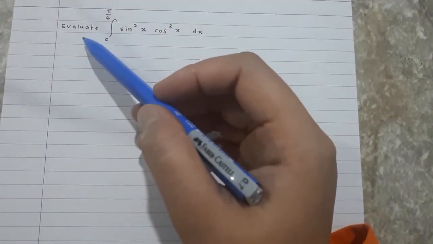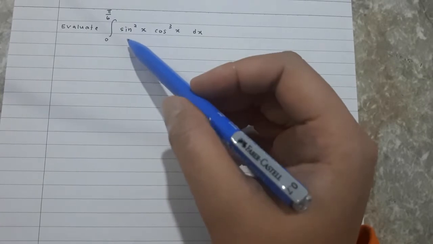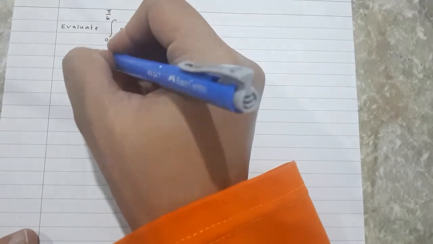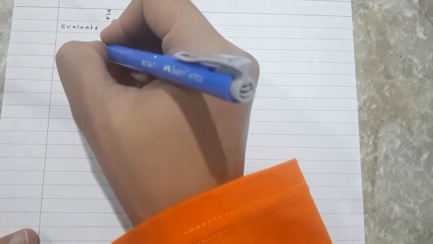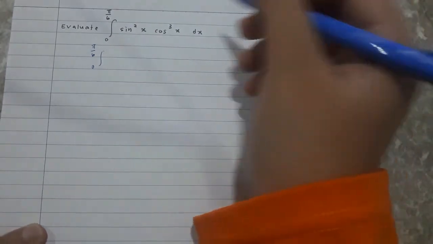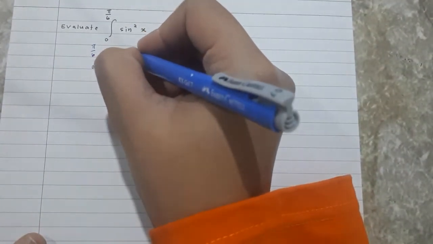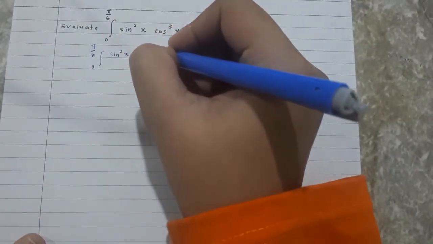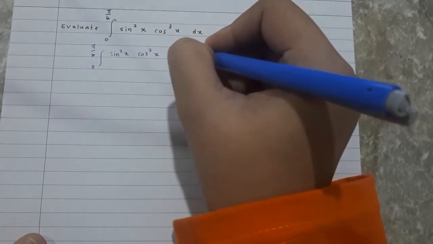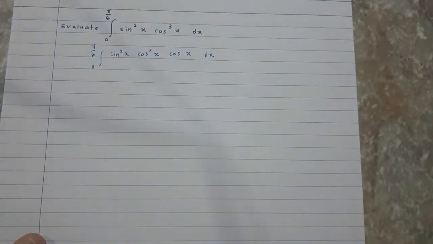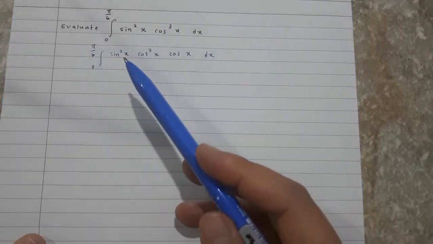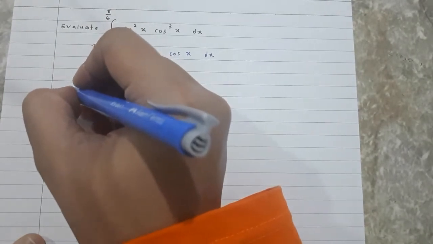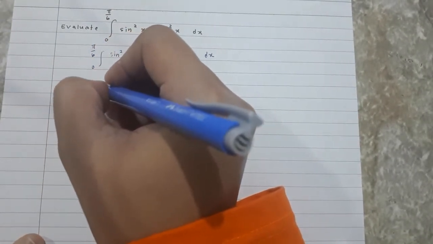Now we want to evaluate the integration from 0 to pi over 6 of sine square x cos cube x dx. First, we want to simplify the function. We can separate cos cube x into cos square x cos x dx. And then we must choose either sine x or cos x to become u. So we choose u equal sine x.